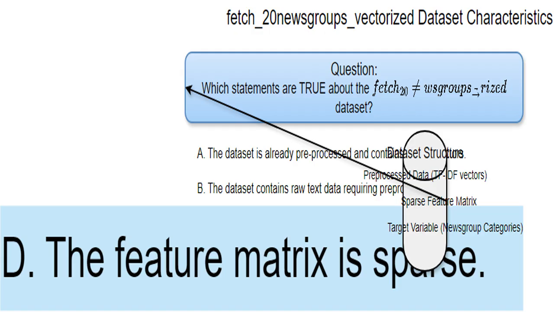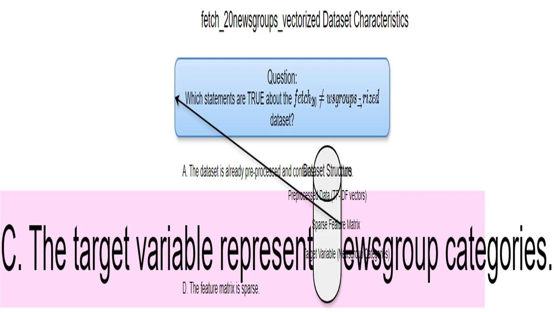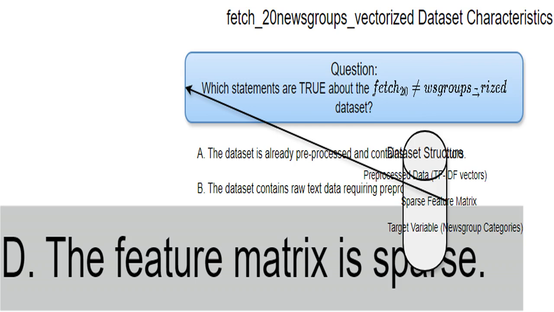This statement is true because the dataset is already pre-processed into TF-IDF vectors as already explained. This statement is false because, as I mentioned, the vectorized part of the dataset name implies that the text data has already been pre-processed into numerical vectors. This statement is also true, since the target variable tracks the newsgroup category of each post. This is true because TF-IDF typically generates sparse matrices, which means there are mostly zeros, as I explained above.